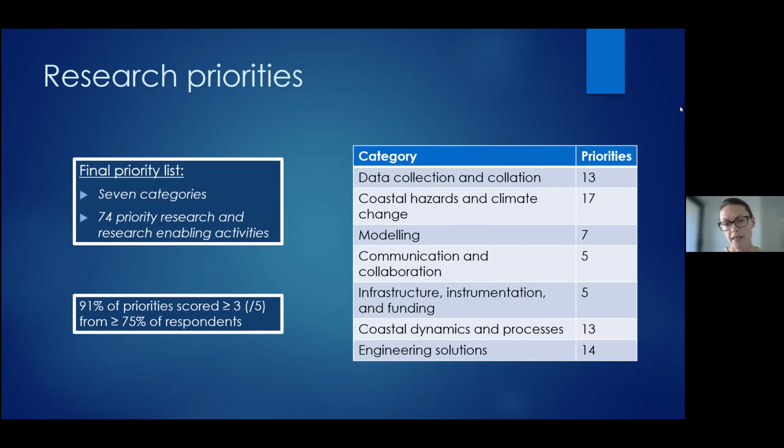In terms of the breakdown of priorities in each category, we didn't have an even split between each category. Some had far more responses than others, or more priorities in them than others. For example, coastal hazards and climate change had 17 priorities, while the communication and collaboration category only had 5. So there's not an even split between the different categories.